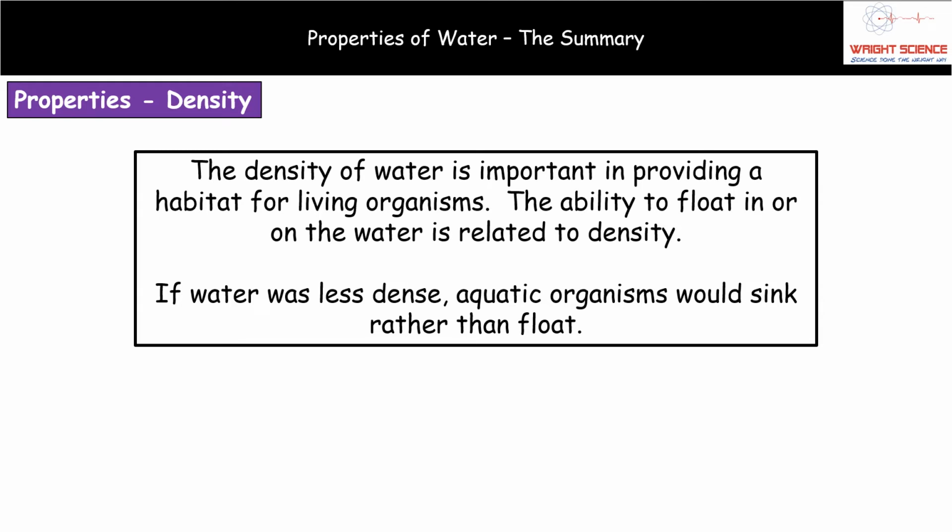If water was less dense, then those aquatic organisms would just sink to the bottom. Now, it's quite problematic if an organism just can't float in any way, shape or form and just is stuck at the bottom of a pond. Therefore, it just wouldn't work for life. So the density of water means that our aquatic organisms can float and therefore they can survive in that water environment.